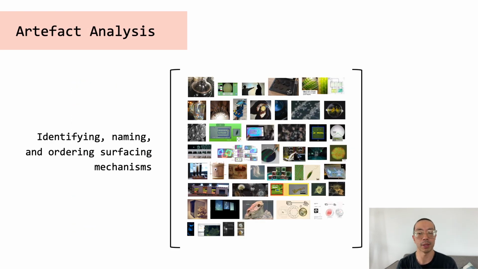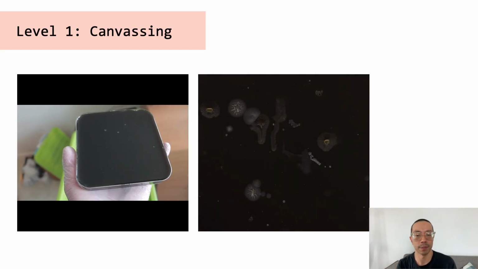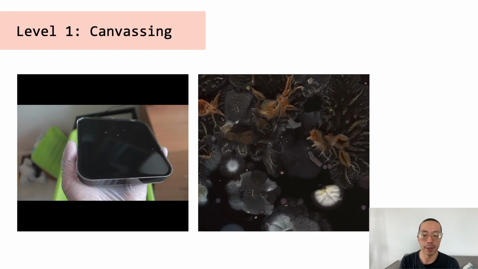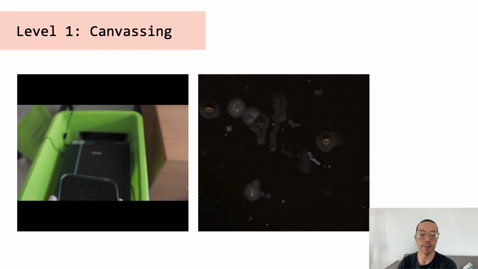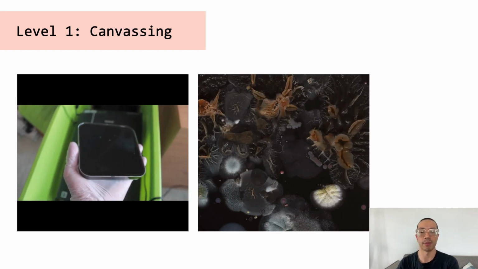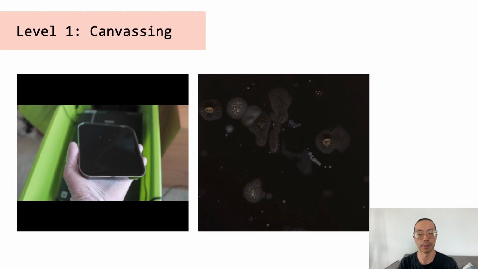Over a 6-month period, we began the analysis of the collected artifacts to first identify and to name the surfacing mechanisms that were present in their designs. Overall, we found 6 types or levels of surfacing mechanisms. Level 1 is canvassing. We define it as the process of framing a habitat for microbes. Common examples of canvases include petri dishes and bioreactors, which effectively provide a platform for microbes to live and to express their livingness over time.